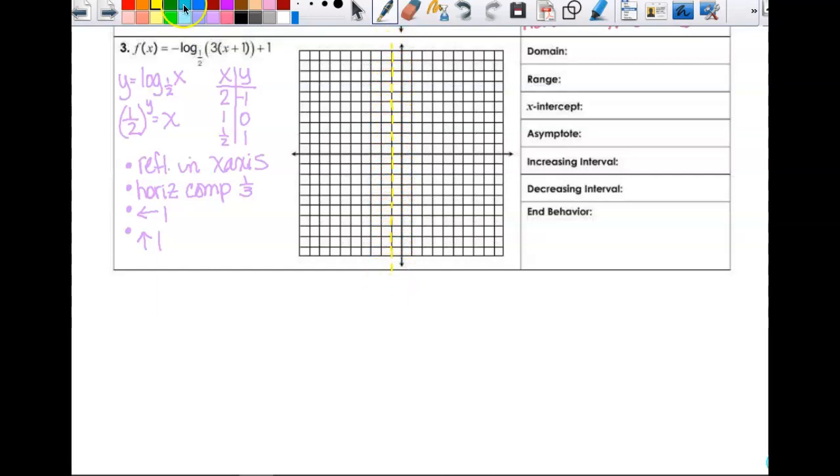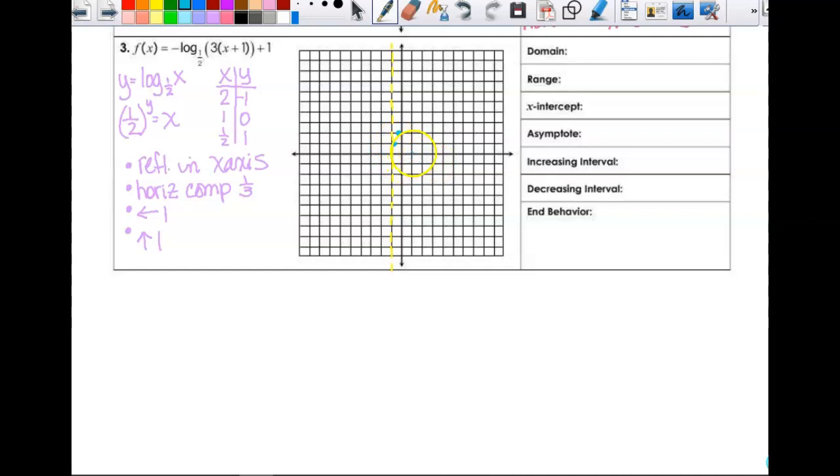Then these are my anchor points. So I'm going to start at 2, -1. I'm going to reflect it in the x-axis. Horizontal compression by 1/3. Well, my x value is 2. I multiply it by 1/3, I get 2/3, which is about right there. Then I move to the left 1 and up 1. End up right there. Then I'm at 1, 0. Reflection in the x-axis takes me nowhere. Horizontal compression by 1/3. X is 1, so it becomes 1/3. Then I move to the left 1 and up 1. I'm right there.